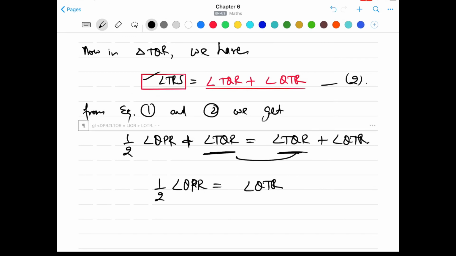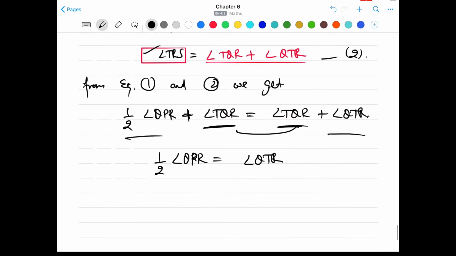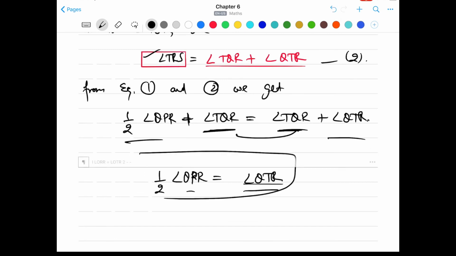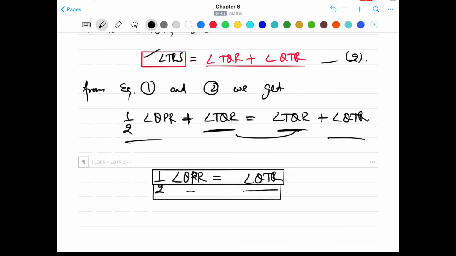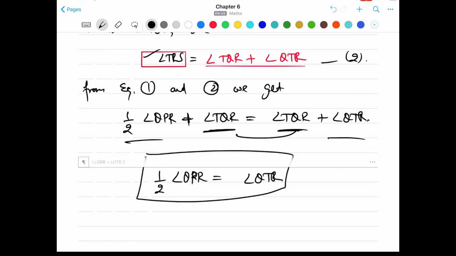Okay, by writing the remaining terms equal, half of angle PQR is equal to angle TQR, and this is what we were asked to prove here: TQR is equal to half of angle PQR. Okay, I hope you understood how we have done this. We have simply used the exterior angle theorem 2 times in this question, and we got the required result.